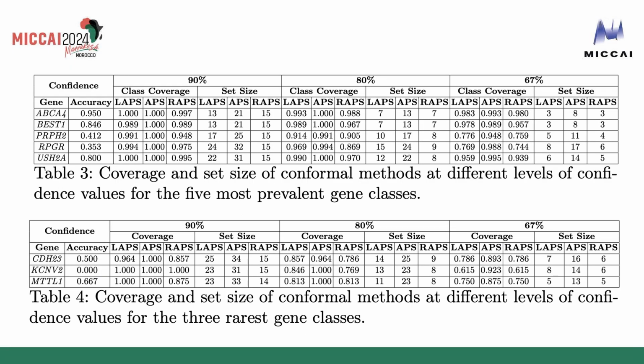Interestingly, when we looked at this by individual gene, we found that genes that were often confused regularly with other genes tended towards larger prediction sets, while genes which didn't have any similar genes in our dataset resulted in much more confident, smaller prediction sets.